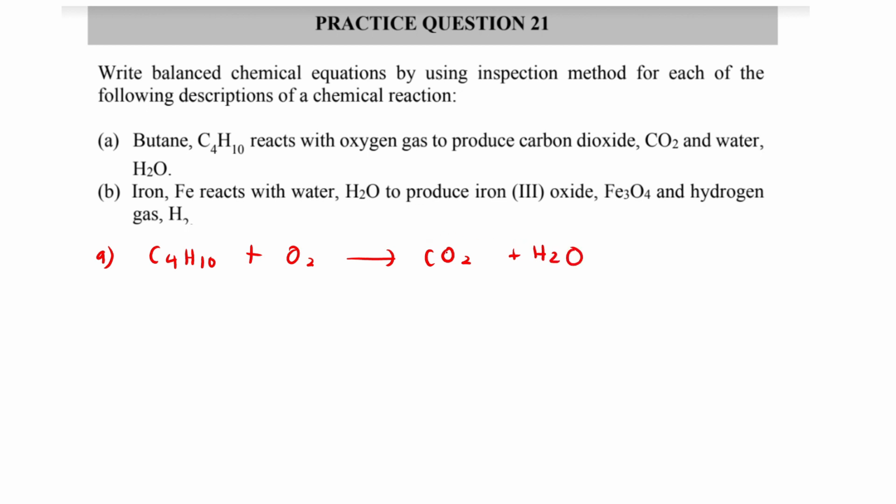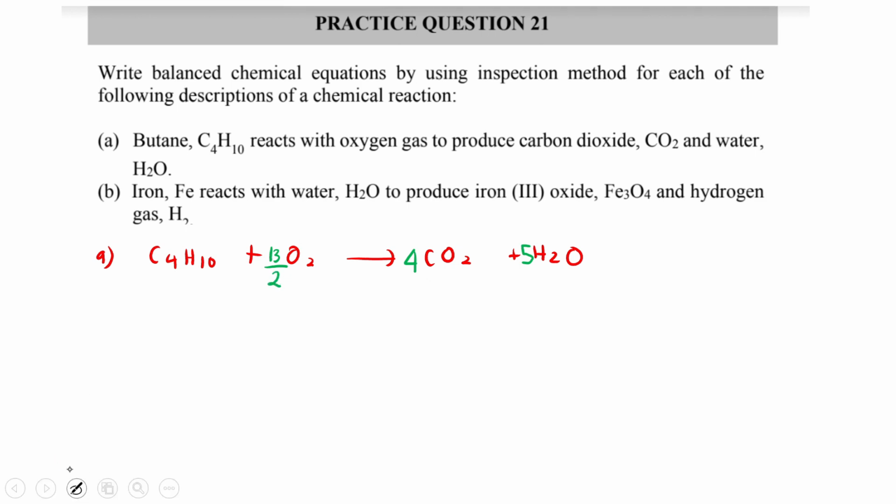So we start with balancing for carbon. 1 carbon on your left hand side, 4 carbon on the right, so this one 4 CO2. Next we balance for hydrogen, because hydrogen appears only once here. We have 10 hydrogen, so to balance we put 5 H2O. Then after that we balance for oxygen, 5 oxygen, 8 oxygen, so this one is 13 over 2.